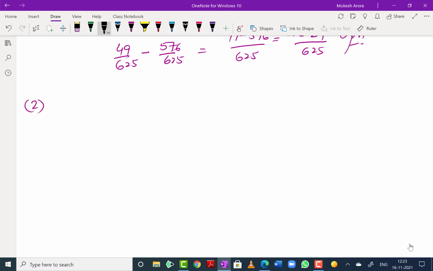Second sum is that secant theta is equal to 13 by 12.